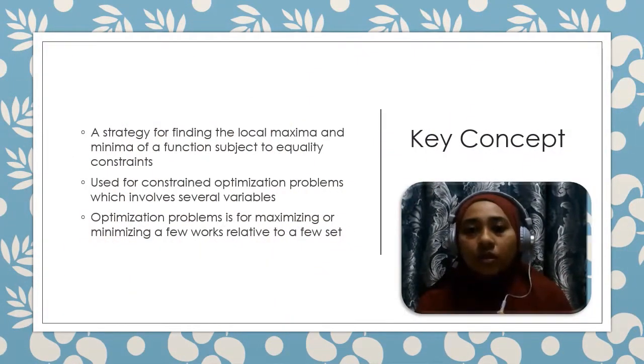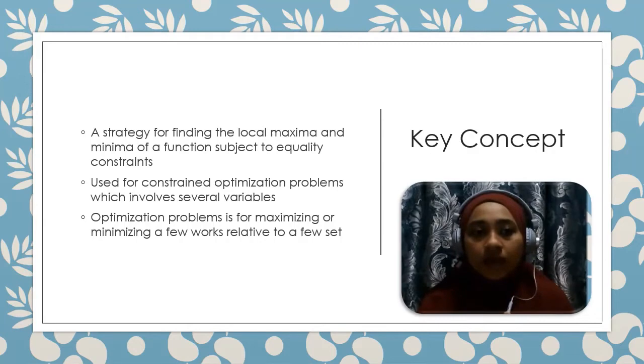So next, the key concept. Our key concept for this study is a strategy for finding the local maxima and minima of a function subject to equality constraints. It is used for constrained optimization problems which involve several variables, more than two variables. The optimization problem is maximizing or minimizing a function relative to a set of constraints.